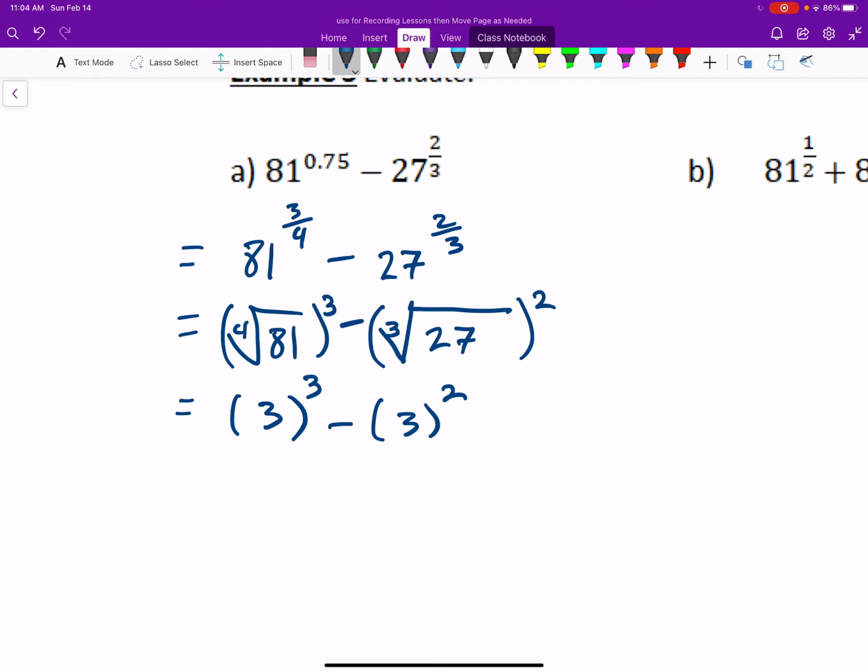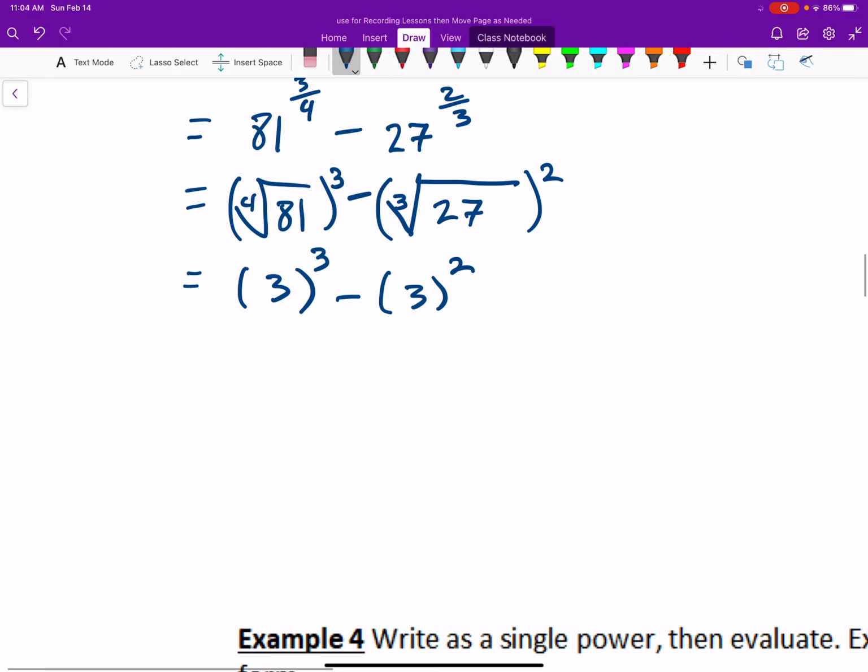But remember, this isn't multiplication or division, so there's no exponent laws for a subtraction. I just have to work out what it is and then do the subtraction last. 3 cubed is 27. 3 squared is 9. Now at the end I do my subtraction, and I've got 18 as my answer.